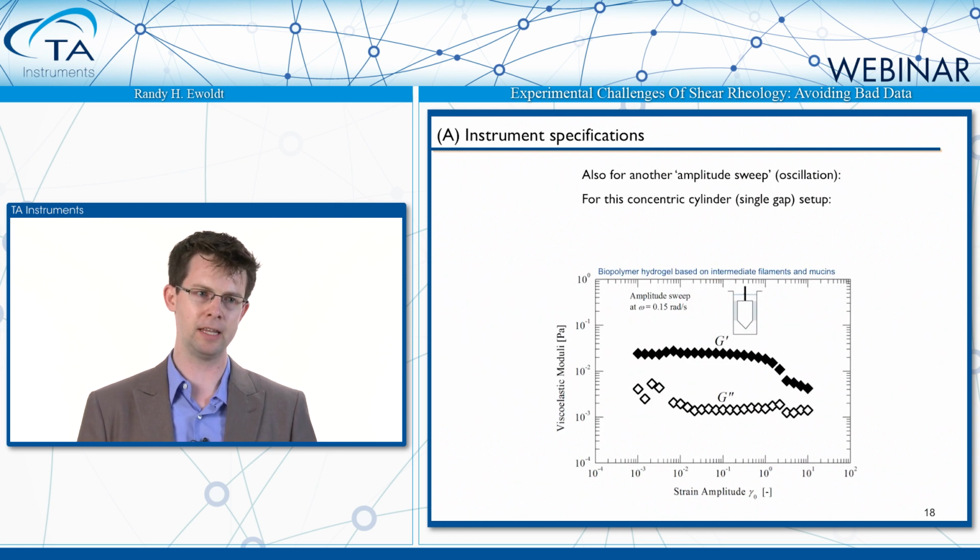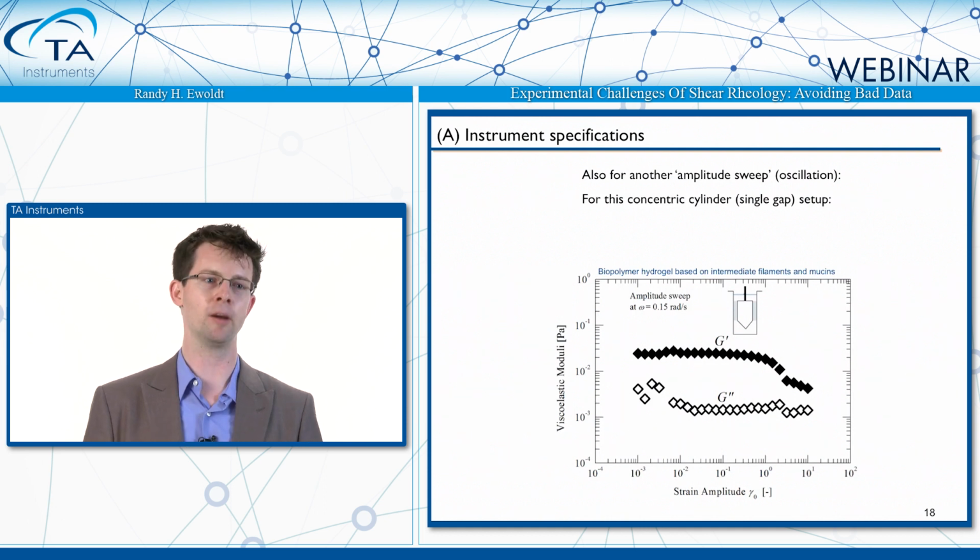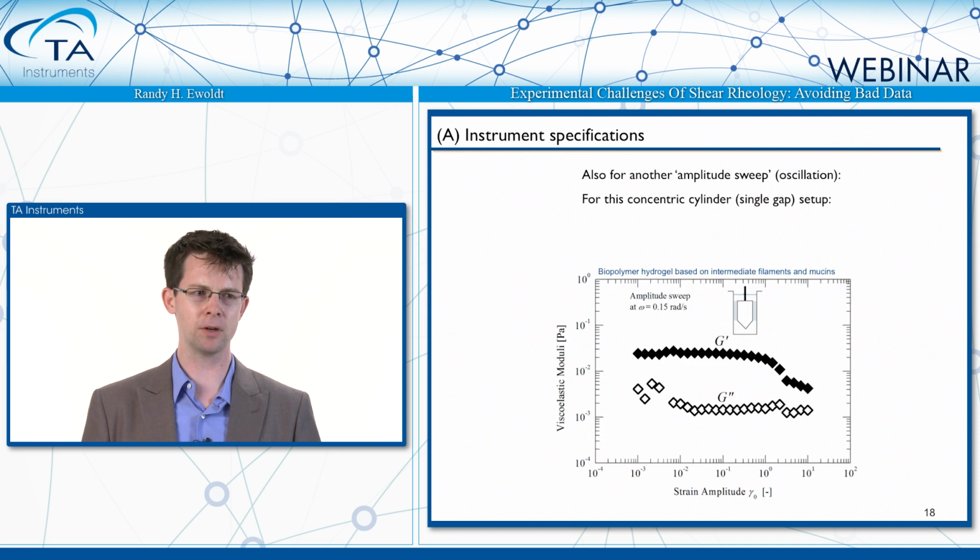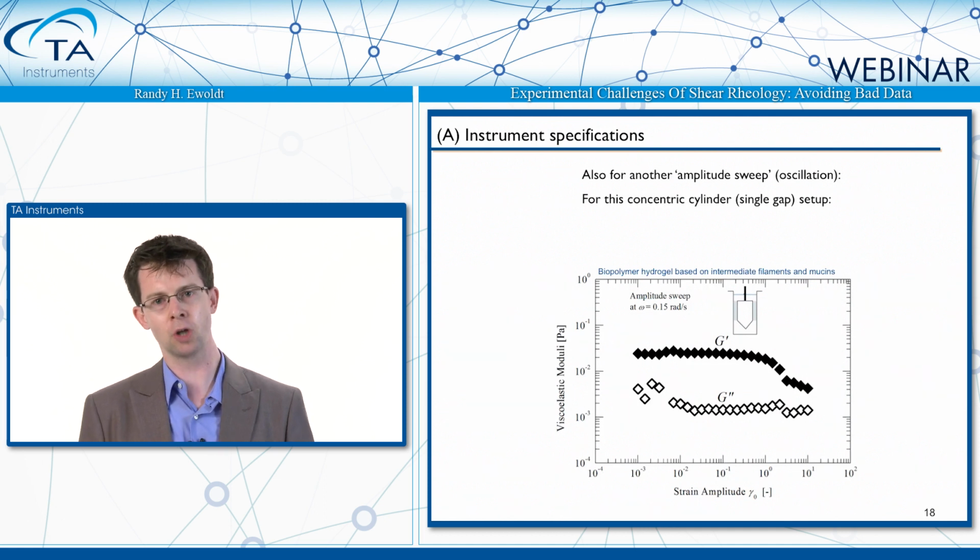What do you see? The funny thing I want to focus on here is not what happens at large strain, although there's plenty of things to talk about at large strain amplitudes. I actually want to focus on what's happening at the smallest strain amplitudes. And what you might see is that the G double prime data, the loss modulus, looks like it's a little bit scattered, but the G prime data looks totally fine.